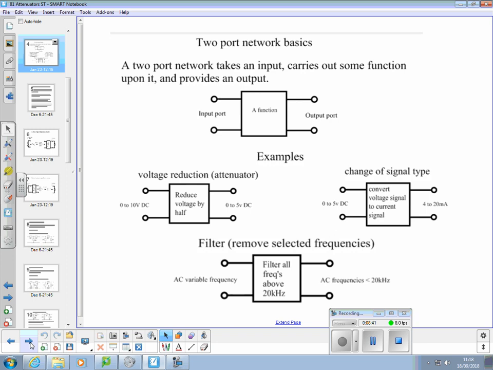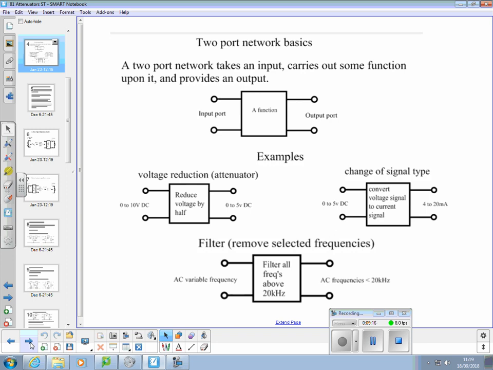We can have two-port networks that change the signal type. So it converts a 0 to 5 volt DC, for instance, into a 4 to 20 milliamp output. So signal conversion. You can even go to the stage where you've got a converter that converts a 4 to 20 milliamp current signal into a 0 to 15 psi pressure output. Still really a two-port network. Alright?